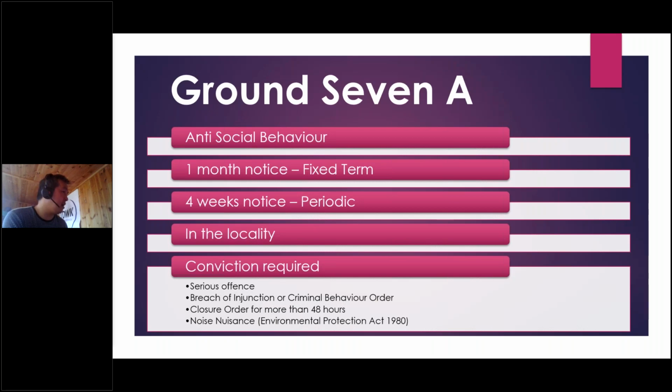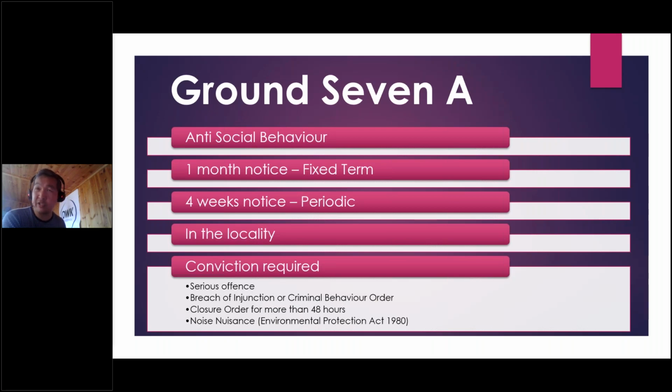So again, an important ground if you have those types of setups, cannabis factories, potentially brothels, all that type of stuff would potentially fall under Ground 7A. I think under the Queen's speech, so to speak, when they do abolish Section 21s, because in the end, this should be quite quick.